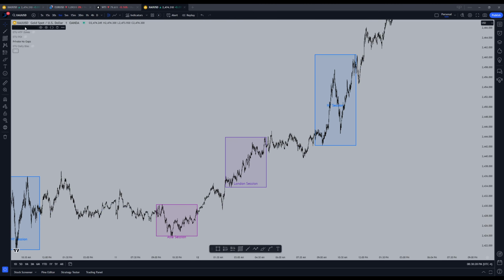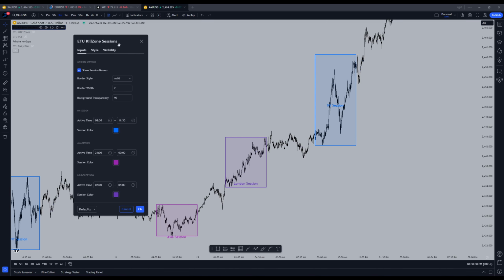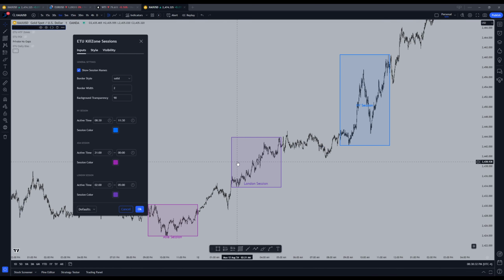What it does essentially is just draw a visual on your chart to show you the kill zone sessions that I use. So 8:30 a.m. to 11:30 a.m. EST, New York session, kill zone. Asia session is from 9 now to 12. Okay, these times change 1 hour because of daylight savings. So that's why Asia session changed 9 to 12. And then London session 2 a.m. to 5 a.m. in my time zone.